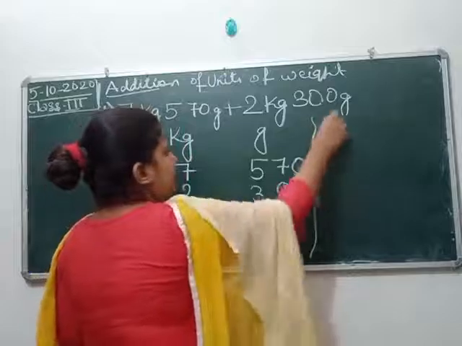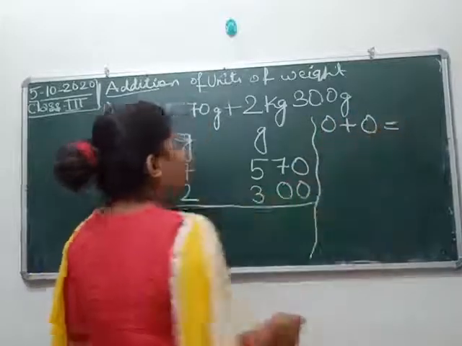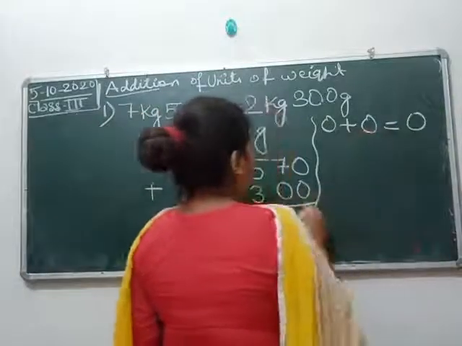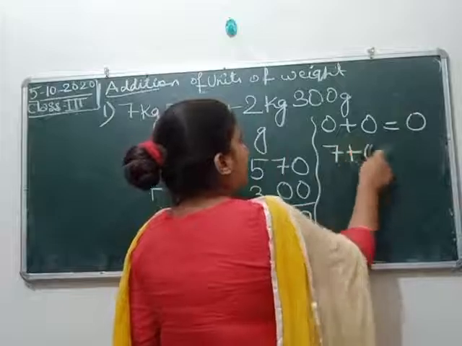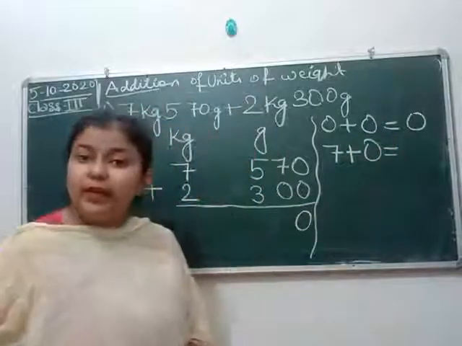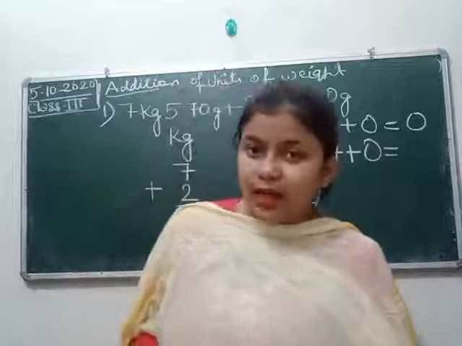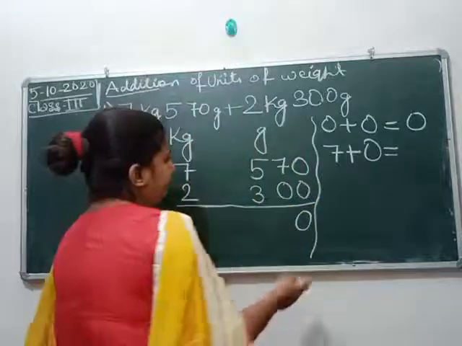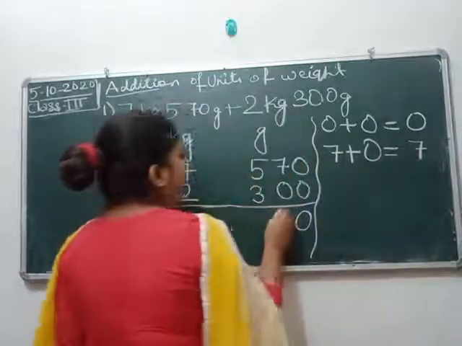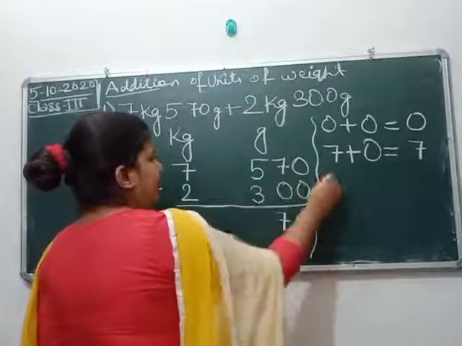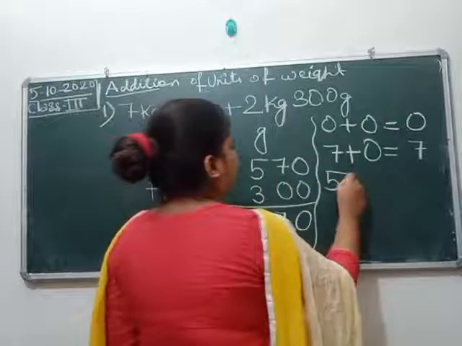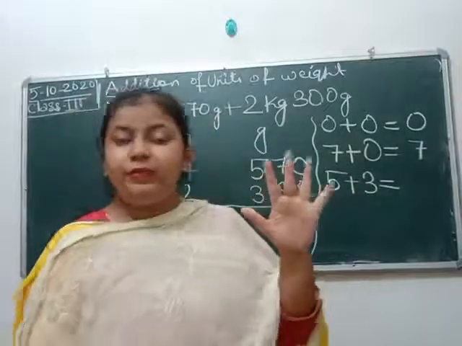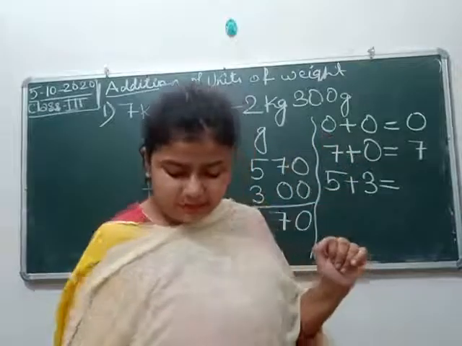First we have 0 plus 0. 0 plus 0 we will get 0. Next we have 7 plus 0. When you add 7 and 0, you will get just 7. We'll write 7 here. Now next is 5 plus 3. 5 plus 3, how much will we get? 8.